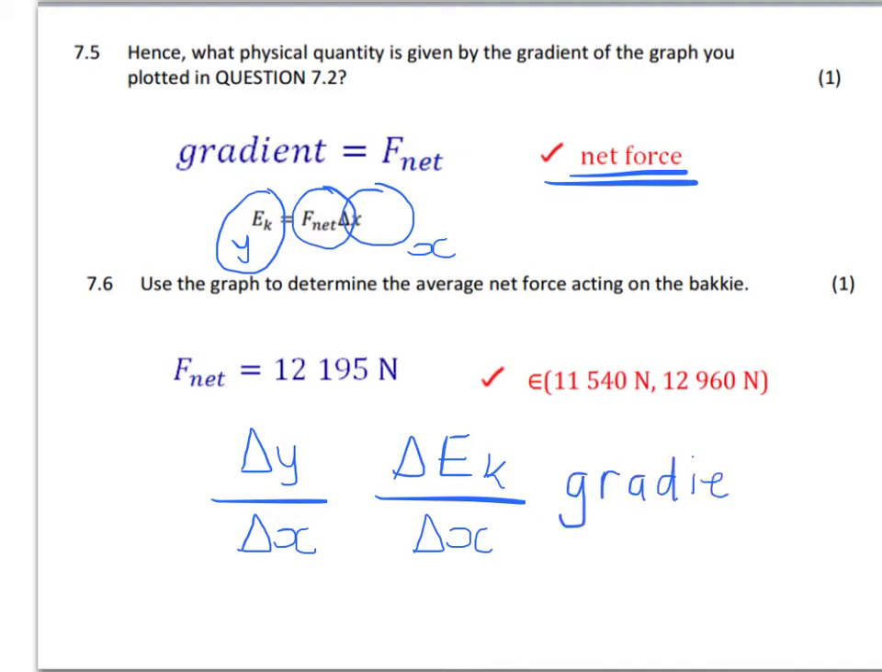Performing that calculation should give you something between 11,540 newtons and 12,960 newtons. You need to be very careful here to convert from kilojoules into joules, and you need that conversion factor of 1,000, so it's definitely of the order of 12,000 newtons or 12 kilonewtons. Very important to pay attention to the units here.